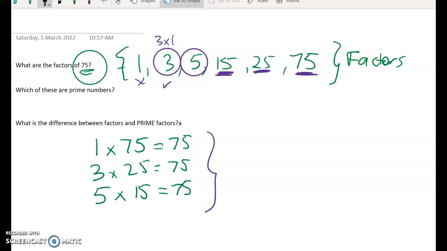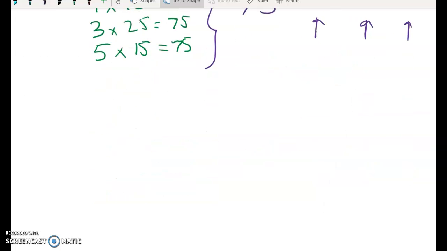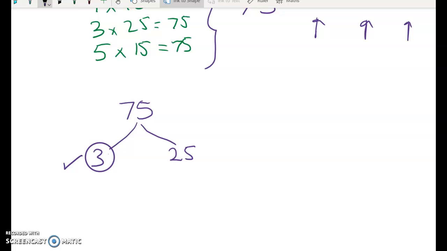So what we want to do is to write 75 is equal to something times something times something, and we want all of these numbers to be prime numbers. So let's see how we can do that. Well, we can pick any 2 factors to start us off. So something times something equals 75. I'm going to start with 3 times 25. 3 times 25 gives us 75. And now I ask if each of these is a prime factor. So 3 is a prime factor.